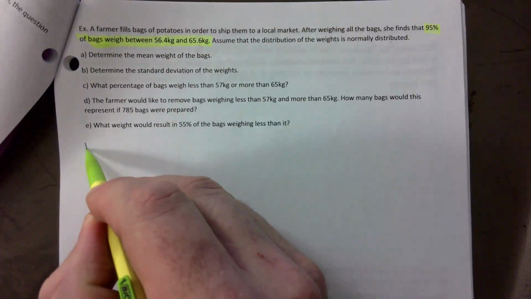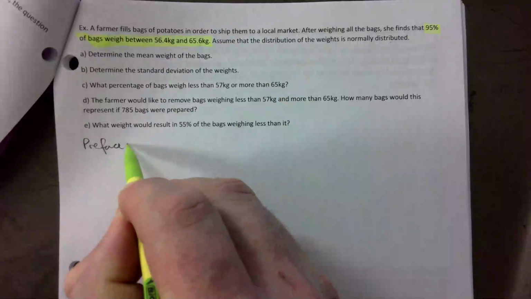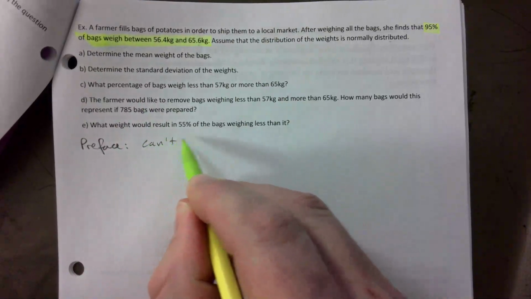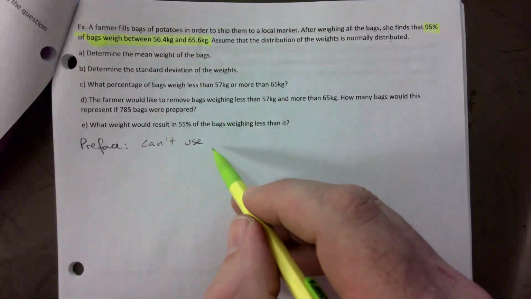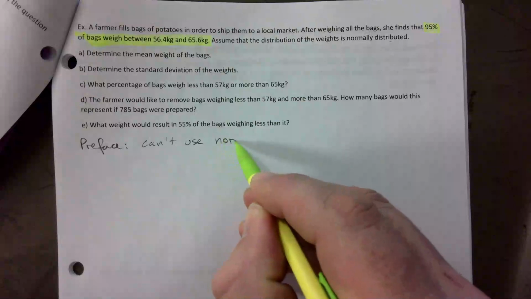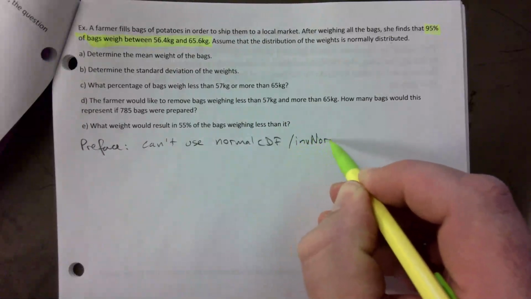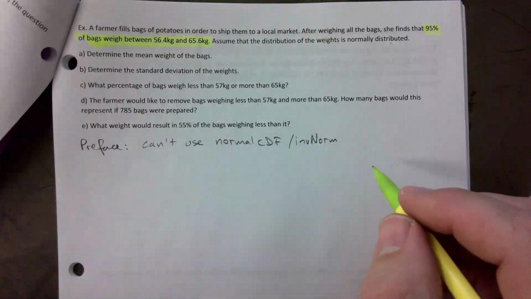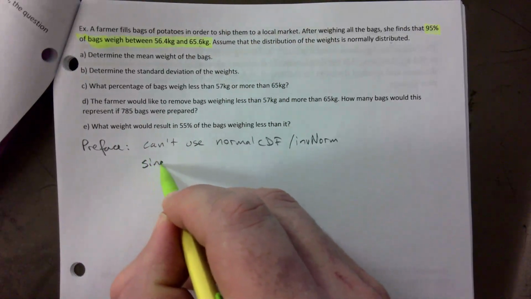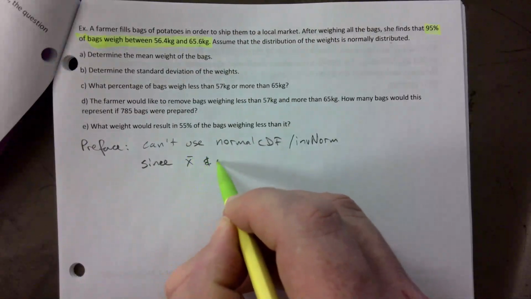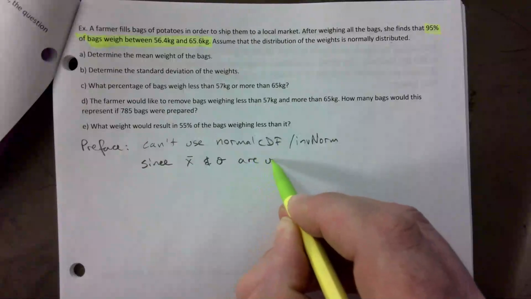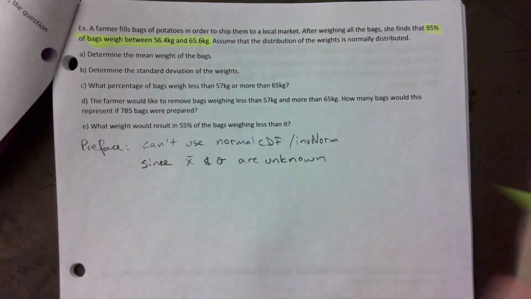Okay. So I'm gonna just preface this. Can't use normal CDF, since the mean and standard deviation are unknown. So I don't know, sometimes students try things here with those. It's like you can't. You don't know the mean nor the standard deviation. Don't even bother with it at first, right?